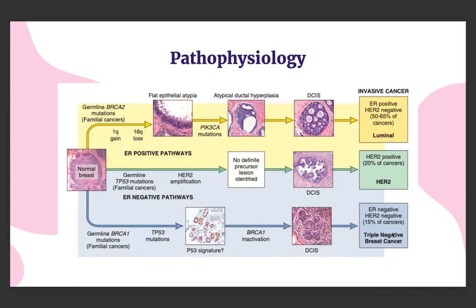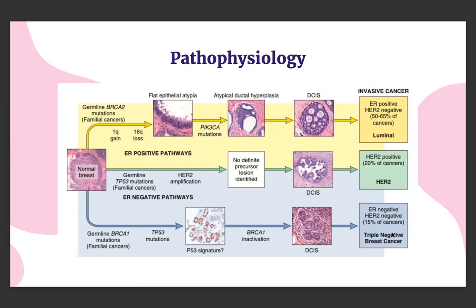As you can see in the diagram, from a normal breast, if the patient has a familial predisposition for breast cancer and a BRCA2 mutation, it is usually more associated with the luminal type of breast cancers, whereas patients with a familial predisposition and a BRCA1 mutation often develop a triple negative breast cancer.